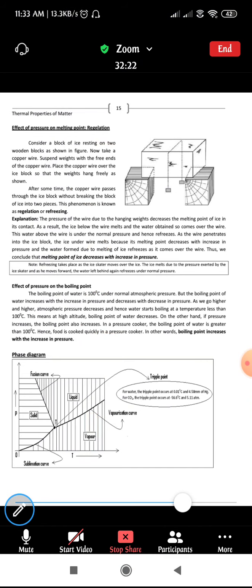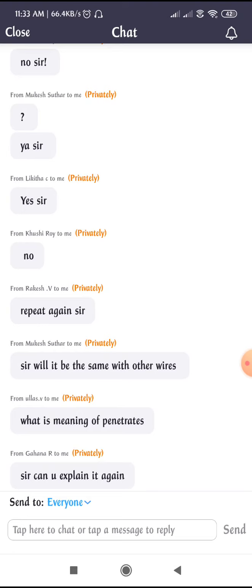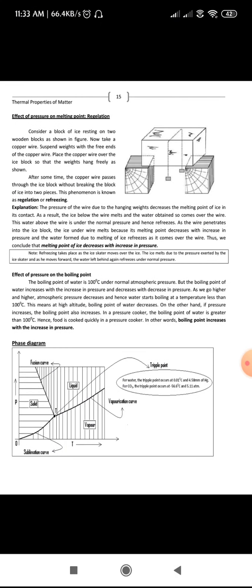Yes, Gahana, you said that, sir, can you explain it again? Okay, before explaining, do one thing. You just read once, then I'll explain. It becomes easy for you to understand.